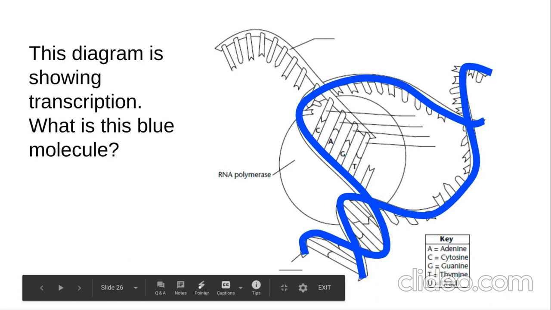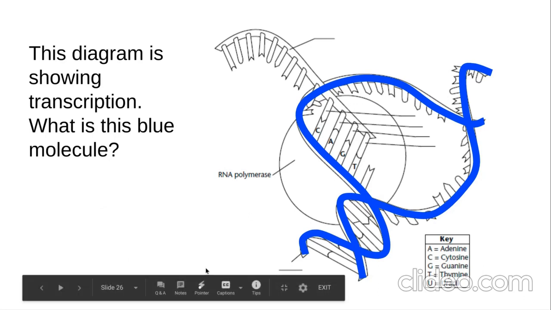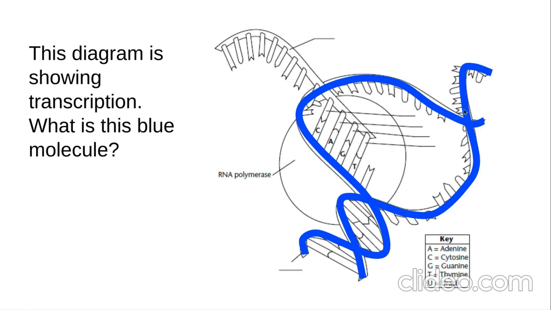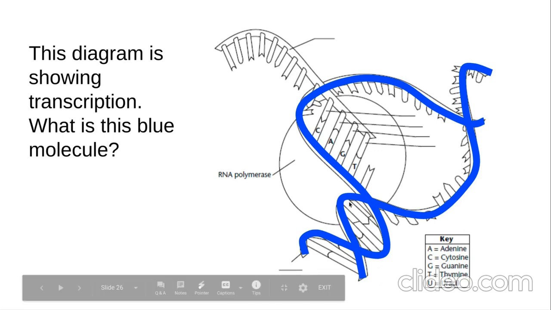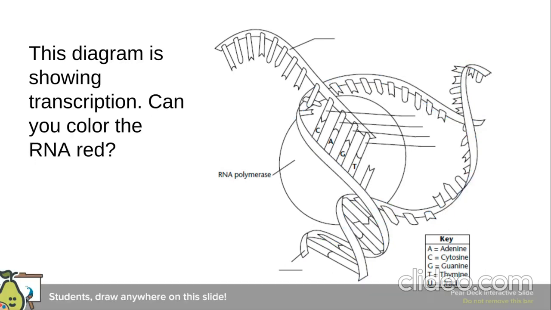So let's take a look at this diagram. This is showing us transcription, okay? We don't see the nucleus, but this would be happening in the nucleus. Take a look at this molecule that I colored blue. Notice it's a double helix shape. It's got 2 strands. What molecule is this going to be? Is this DNA, RNA? This is DNA, right? It's a double helix, it's got 2 strands.